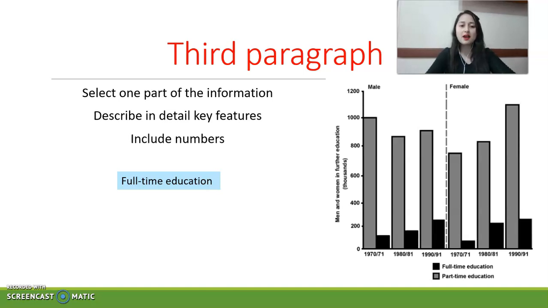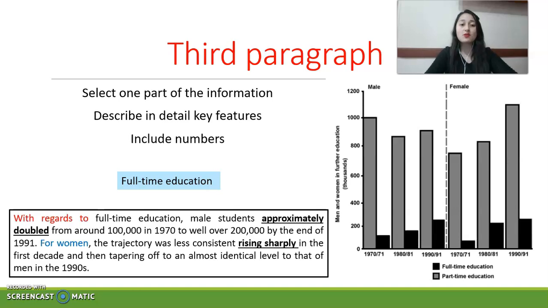In this case, I'm going to show you an example with full-time education. Here we are going to include figures and numbers. So, and we need to give a lot of detail. So I'm going to start with a connector. It says, with regards to full-time education. So I'm telling my reader that I divided the information into full-time and part-time.